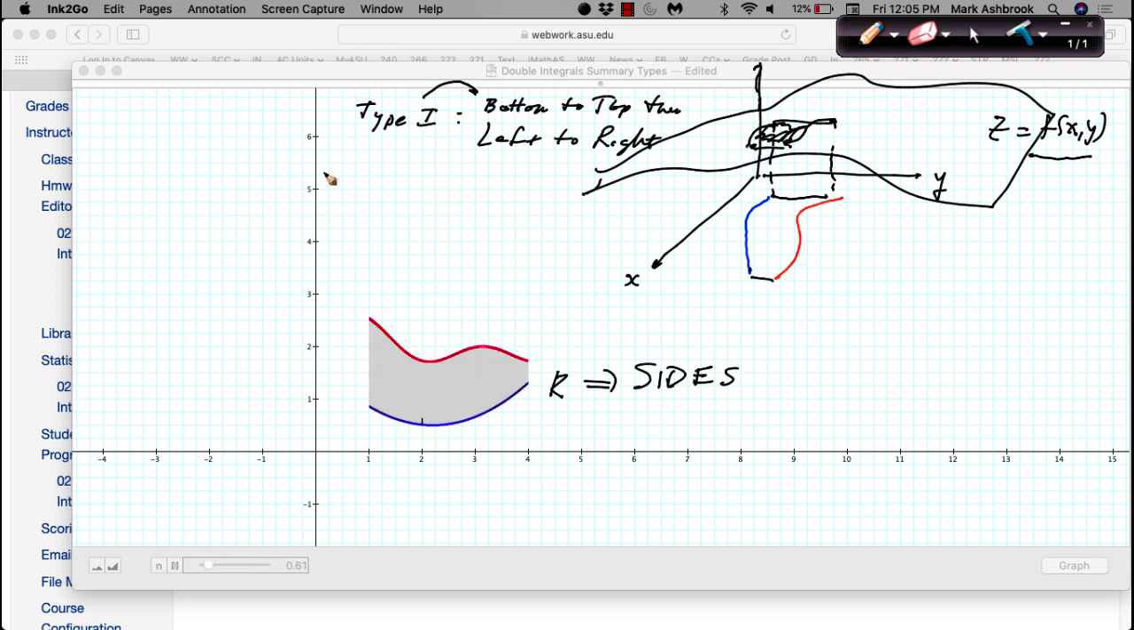And so we're talking about a type 1 double integral, which means we're integrating this function over the region. And the order of integration is?